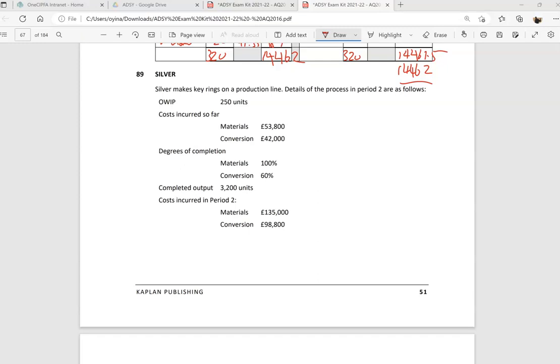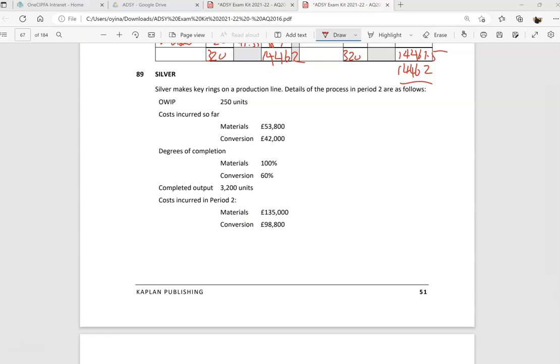Okay, question 89. What we have here is an interesting question, and it can actually be quite okay if you just slow down a little to look at it. It's a topic I would ask you to review, but like I say, it can be quite all right.